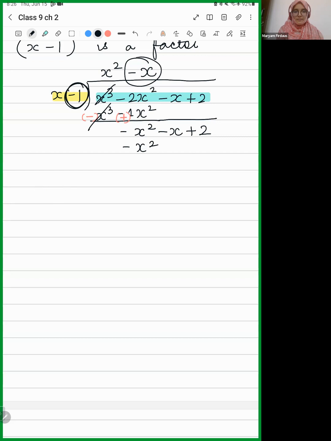One. And that is positive x. What have we done? We have multiplied this with this. So this is positive x. Now, again, we change the signs. Minus goes to plus. Plus minus. So we cancel these.